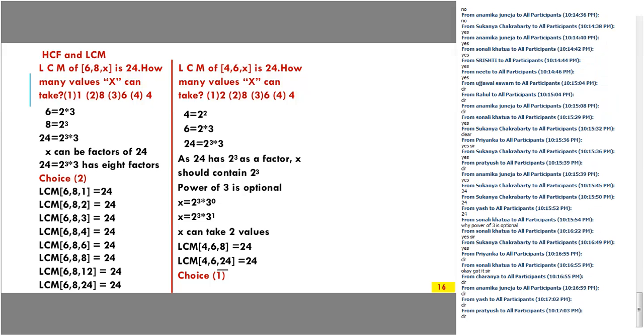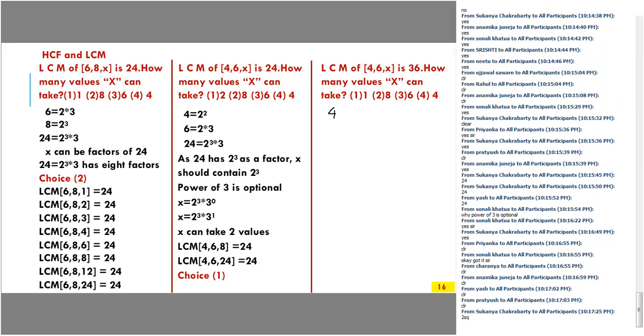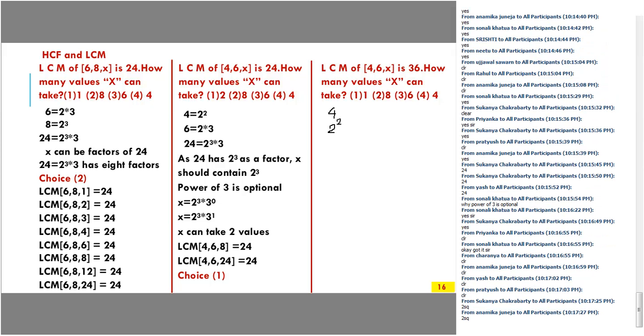Next one. Yeah, because it's present in 6. Clear. 3 is present in 6 or not? See the next question. Now answer the question. What is 4? Can all of you answer what is 4? 2 square. What is 6? What is 36? 2 square into 3 square. Clear?